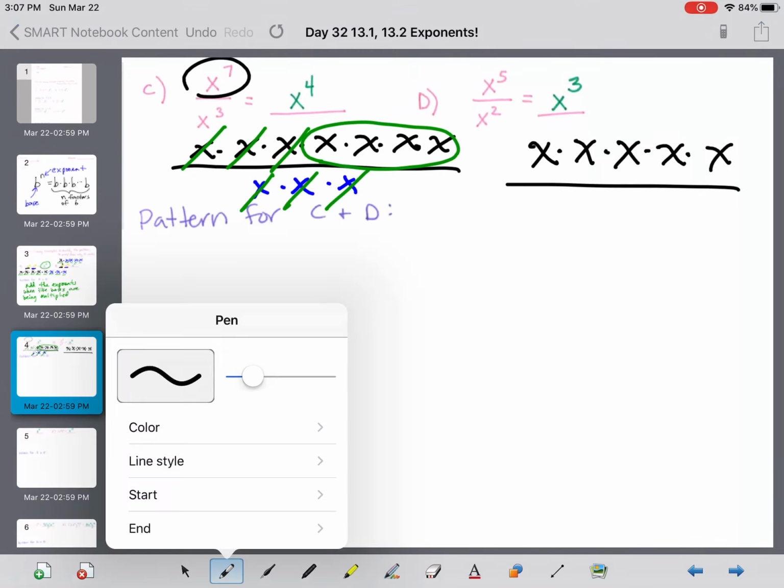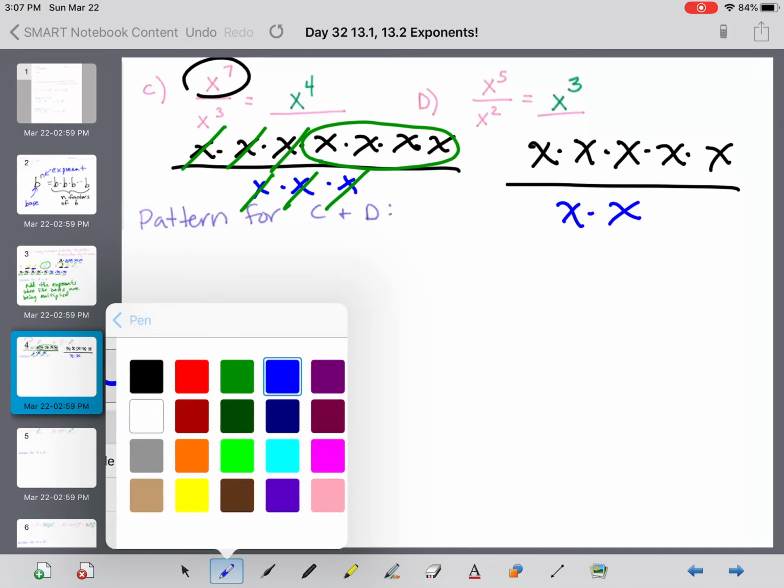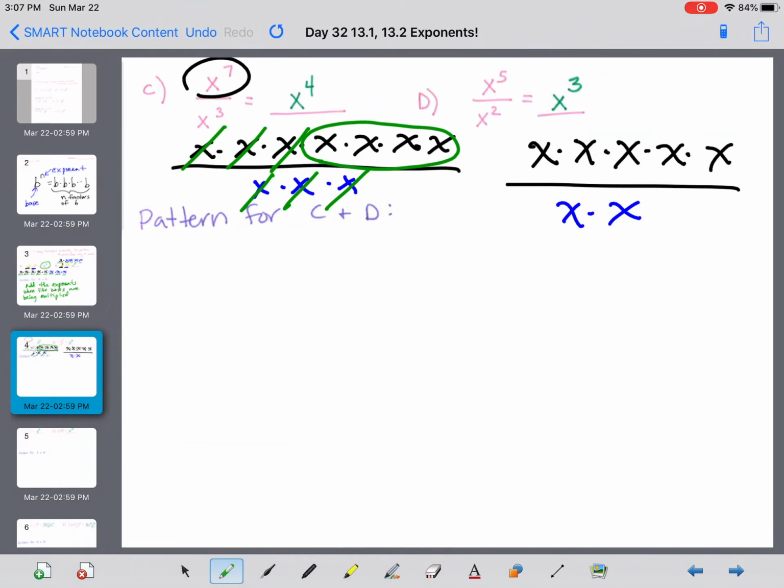And we're going to have x squared on bottom. And we'll do the same thing. We have like bases here, so I'm going to cross out like factors of x. So one pair on the top and another pair on the top and bottom means we're going to be left with 3 factors of x. X times x times x could be written as x to the third. So x to the fifth divided by x squared is going to yield x to the third.